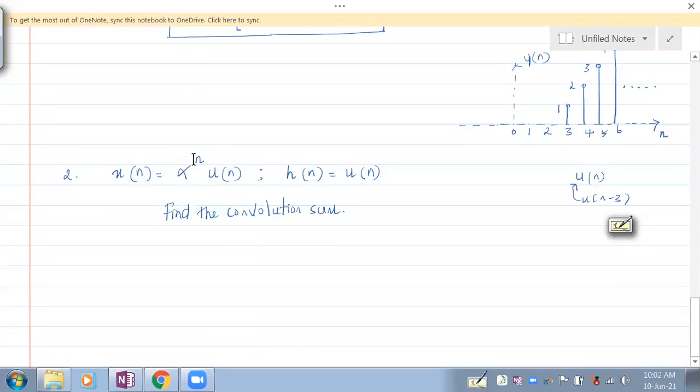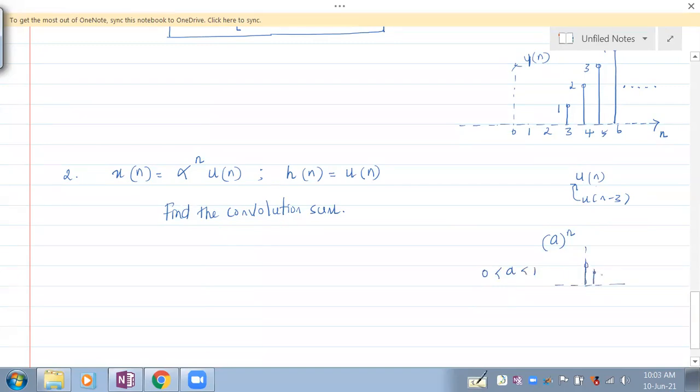And what is this alpha power n here? We have seen a power n in discrete time. What is a power n? Anybody? Which type of signal is a power n? It is an exponential signal, mind you. And if a is greater than 0 and less than 1, it is a decaying exponential, mind you.